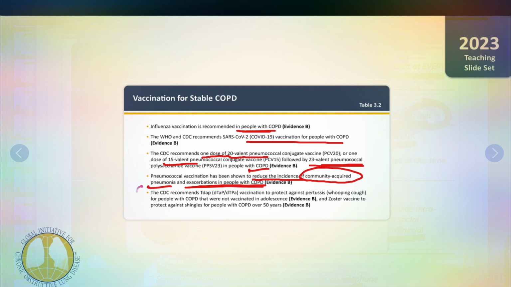Then they are telling there are new guidelines. The CDC recommends vaccination to protect against pertussis. So we should give the DTaP vaccine for whooping cough to patients who have not been vaccinated in adolescence. Very important. So for those who have not taken pertussis vaccination in adolescence, we have to give them the DTaP vaccine, and the zoster vaccine to protect against shingles for COPD patients who are more than 50 years of age.